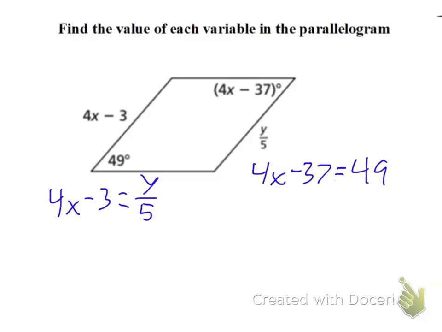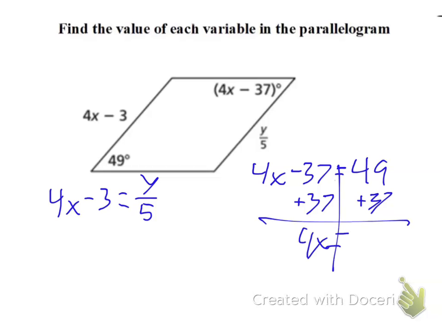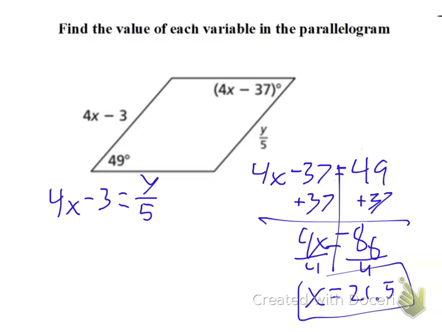49. Okay, so first things first, we're going to get that 37 to the other side. So plus 37, plus 37. All right, so we have 4x equals 86. Divided by 4, divided by 4. And so x equals 21.5. Yes, you can have decimals, it's fine.